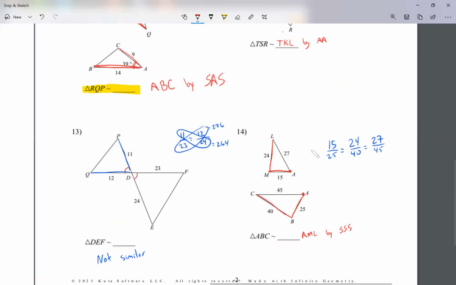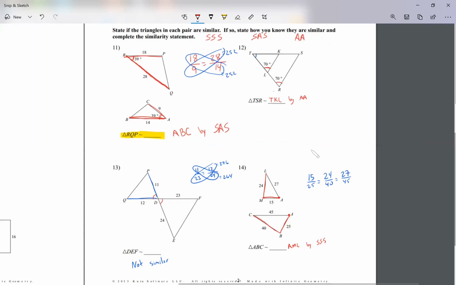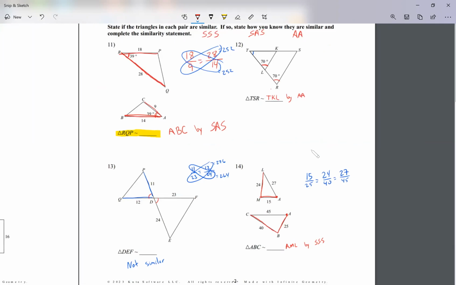I showed you all three rules: side-side-side, side-angle-side, and angle-angle. And there are obviously not-similar cases as well.